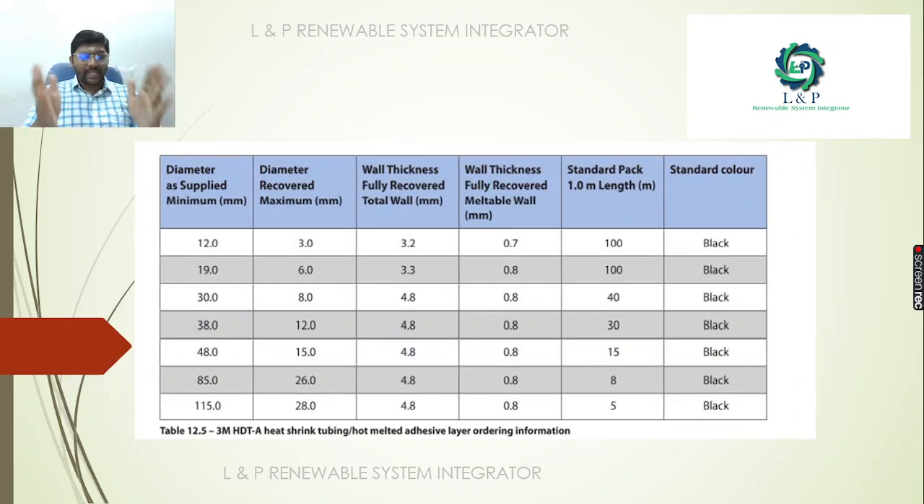In heat shrinks there are so many varieties available based on the diameter, and also the wall thickness. There are so many varieties available. Most importantly, for heat shrink, the standard color code that we are following is black. Even the length also varies.